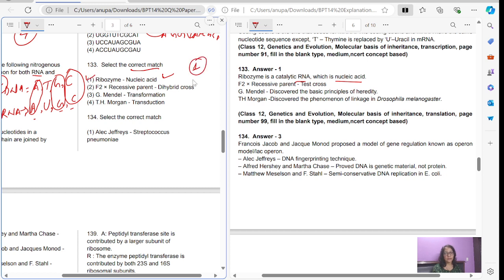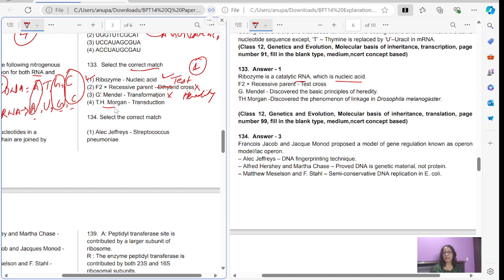Let's see the other options as well. The second option is F2 cross recessive parent, that is dihybrid cross. This is wrong. When F2 is crossed with a recessive parent, it is known as a test cross. Now let's move to the third. It says that G. Mendel is related with transformation. This is wrong. Gregor John Mendel is known as the father of genetics, and he discovered the basic principle of heredity. So he is related with heredity.